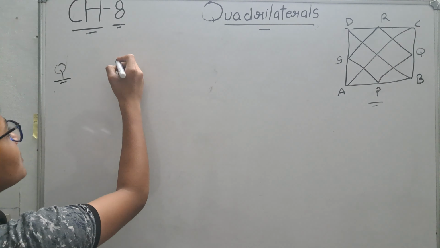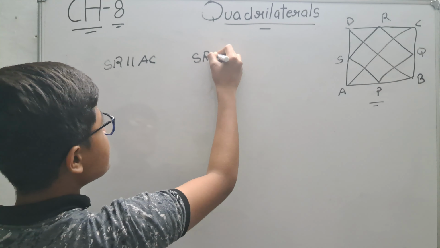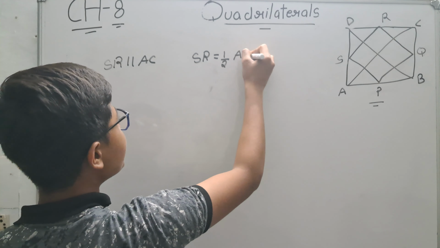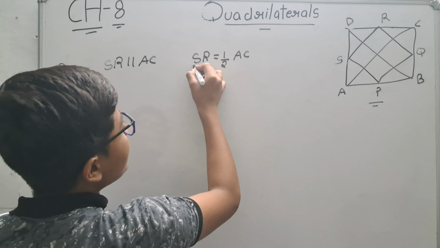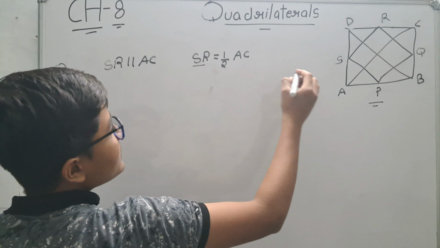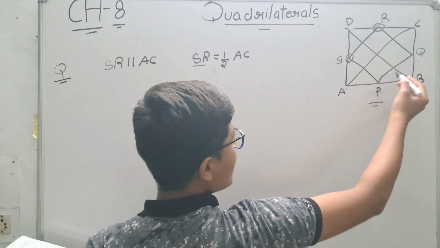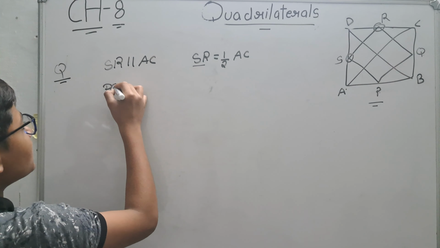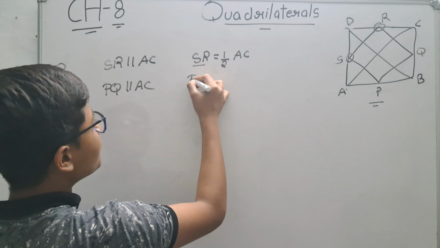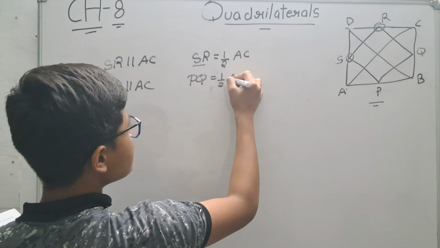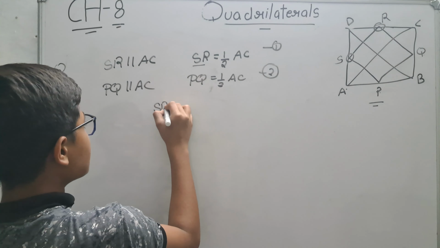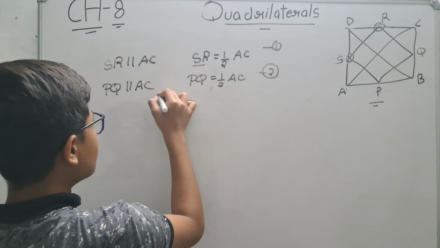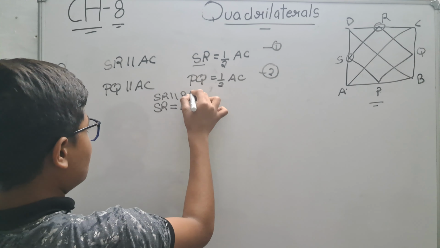SR parallel to AC and SR is equal to half of AC. We have done this in the first question of 8.2. So SR is half of AC. We can write like this also: PQ parallel to AC and PQ half of AC. This is 1, this is 2. By this we can say SR is equal to PQ and SR is parallel to PQ.